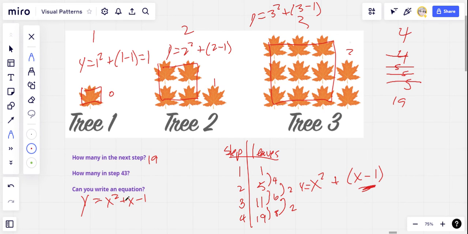Now, once we've got our equation, we can use that to calculate the number in step 43. We just have to plug in 43 for x as the step number. So y equals 43 squared plus 43 minus 1. So 43 times 43 is 1,849. And then we're going to add 43 and subtract 1. So that's like adding 42. So that's 11, and that's 9. So 1,891 leaves in step number 43.